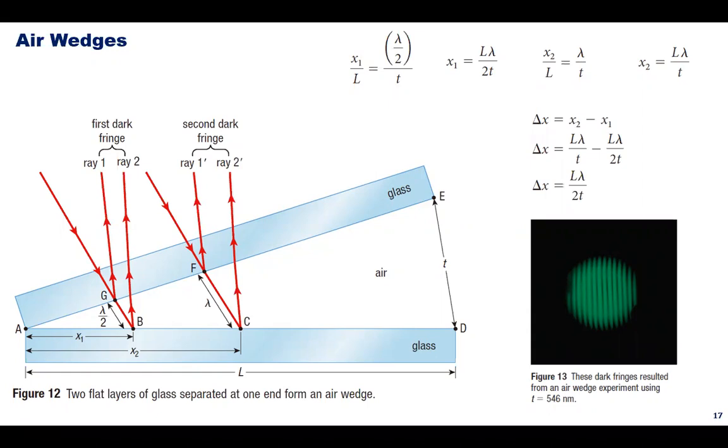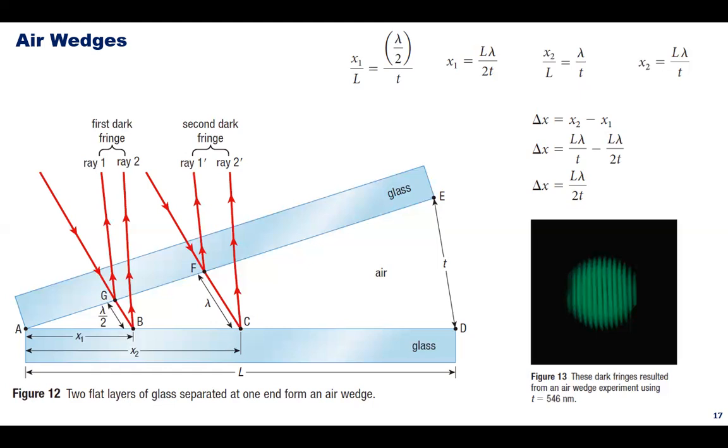The measurable distance between fringes depends on the wavelength of light and the distance t. Thus, if the distance is known, you can use the fringe pattern to determine the wavelength of light used. If you already know the wavelength, you can use the measurable pattern to determine the width of the very small object causing the separation of the layers of glass.